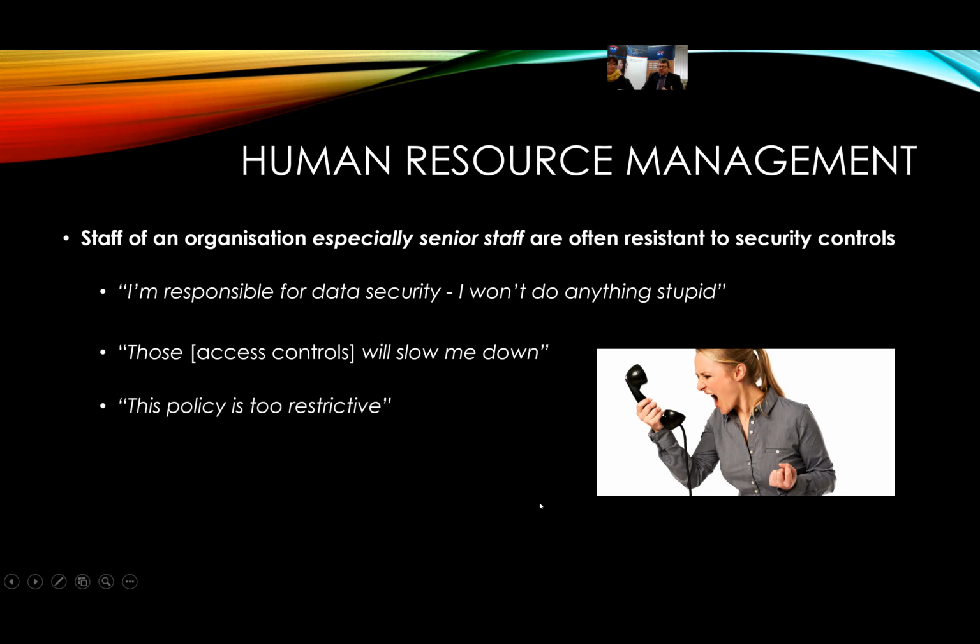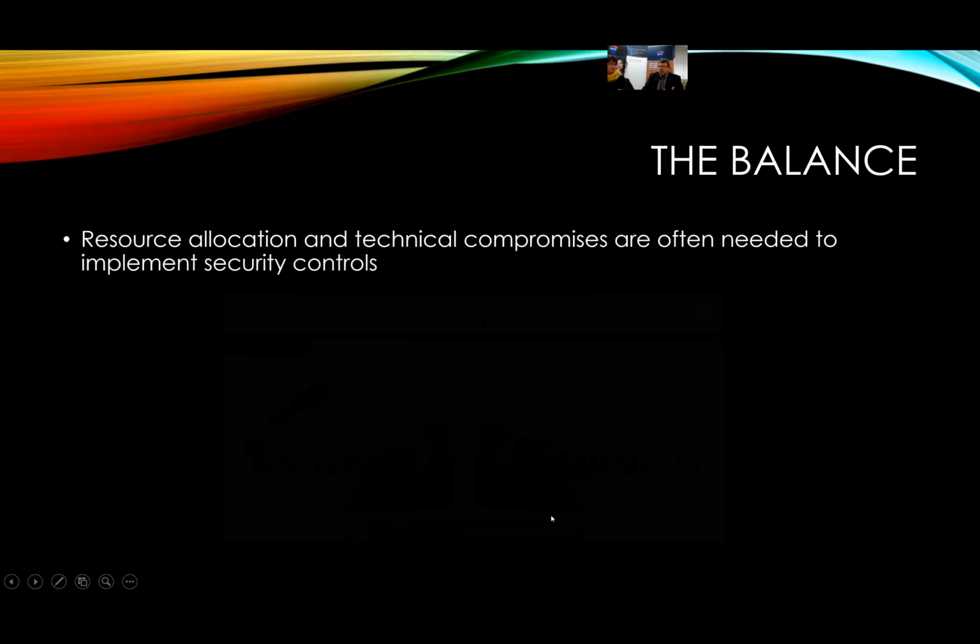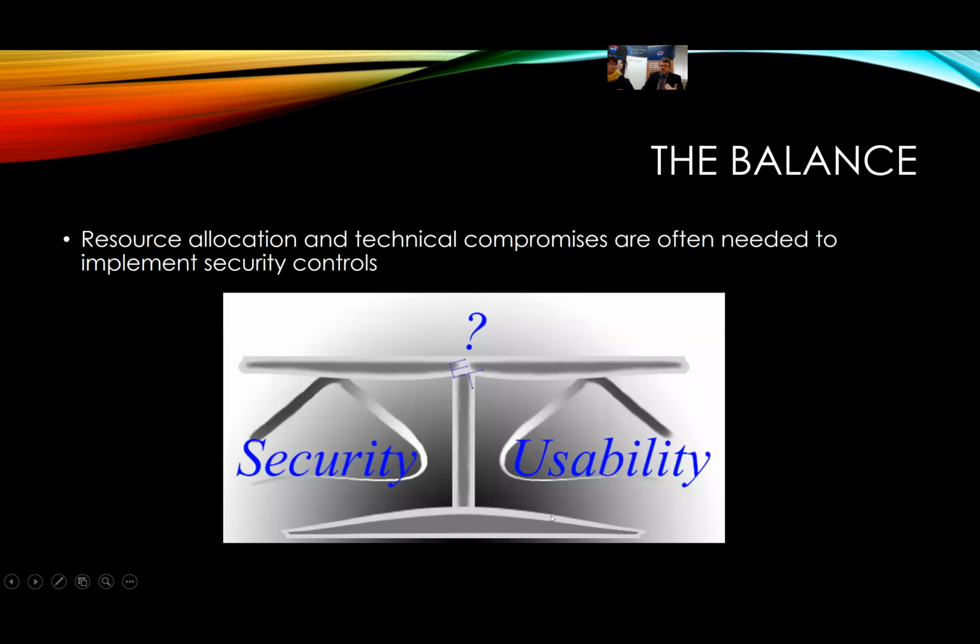You don't want the perception out there that the security controls are too cumbersome to use, that they're going to slow me down, I won't be able to do my job. A lot of people will say it's too restrictive, or that these policies are invasions of privacy. And you'll have to have answers for those things. You'll have to have a mechanism. You might even have to have exceptions to the policy depending on what you're trying to achieve. Resource allocation, once again, is about achieving a balance between security and usability.